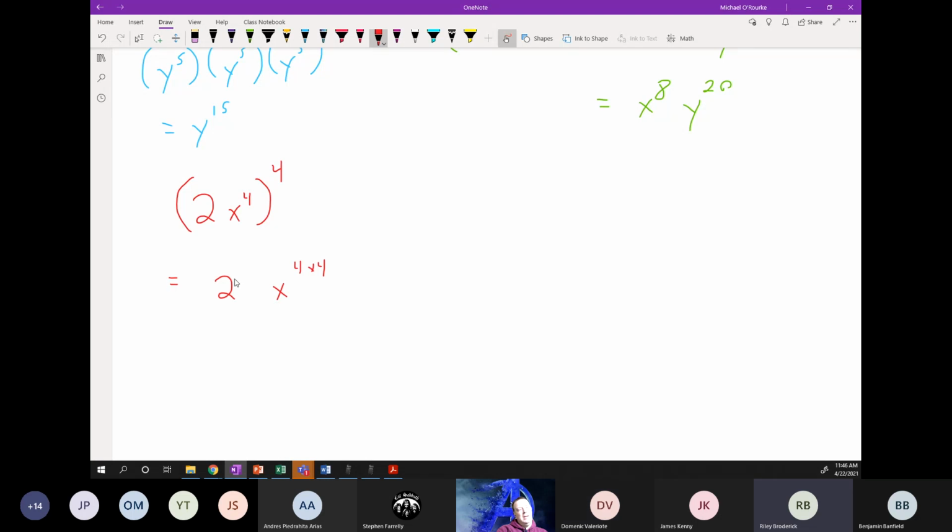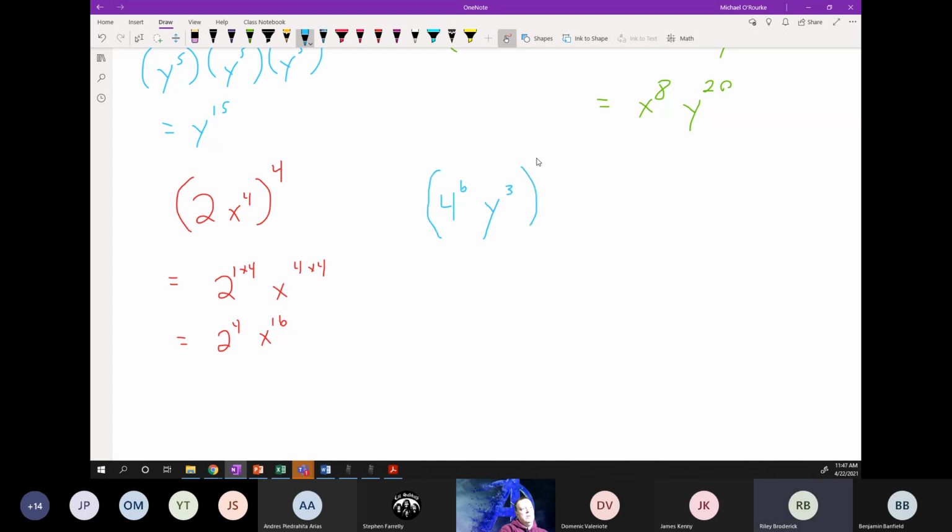What exponent is above the 2 right now that we don't write down? There's a 1 up there, right? So if we follow the rule, this would be 1 times 4. So the answer to this would be 2 to the power of 4, x to the power of 16. Does that make sense to people? So you're basically just timesing the 2 to the power of 1, so that'd be 4, and then the x by 4. So yeah, that makes sense.